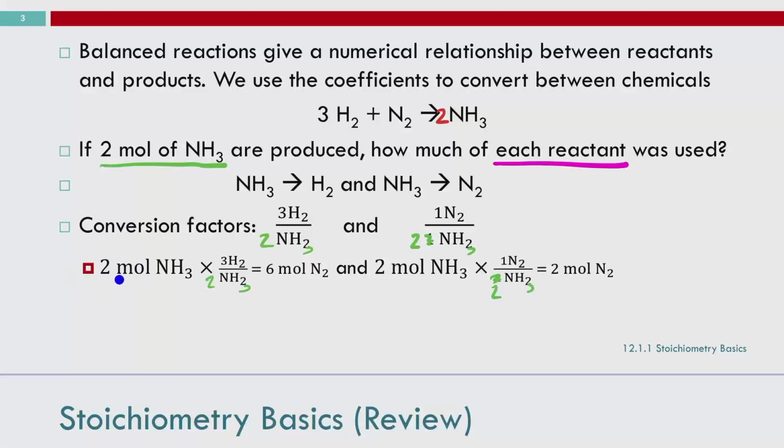We'd have 2 moles of NH3 times 3 over 2. So we would end up with 3 moles of H2, and in our other case, 2 moles of NH3 divided by 2, which would give us 1.